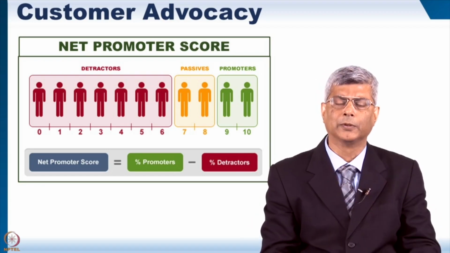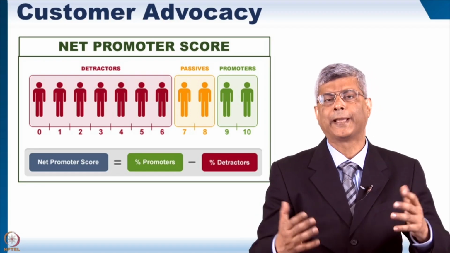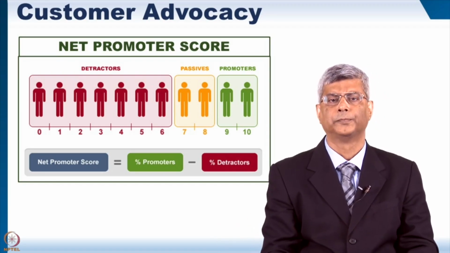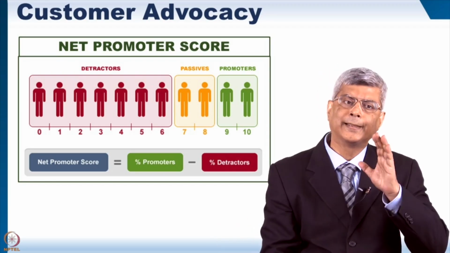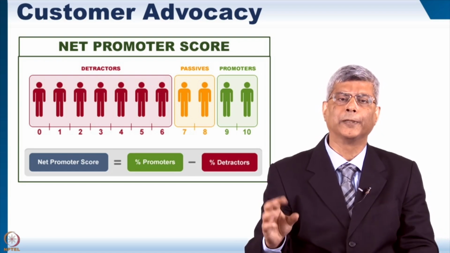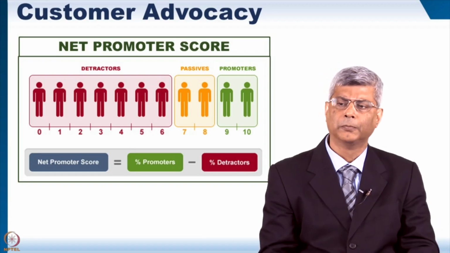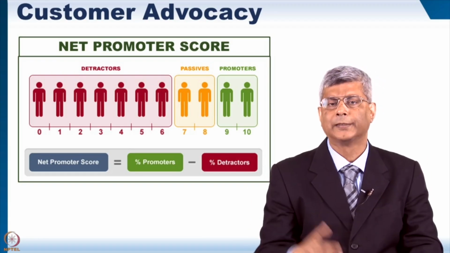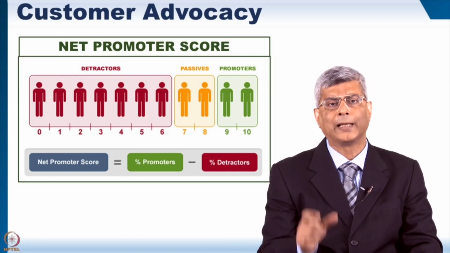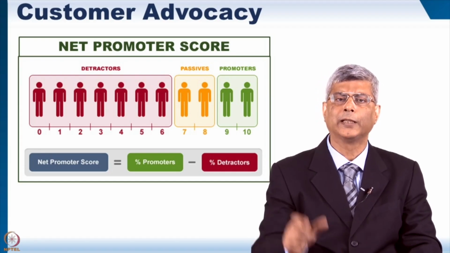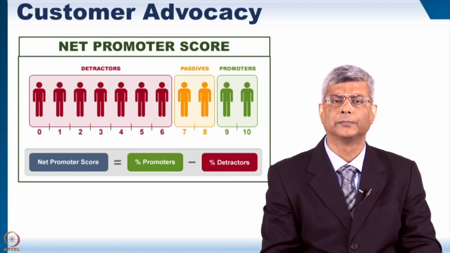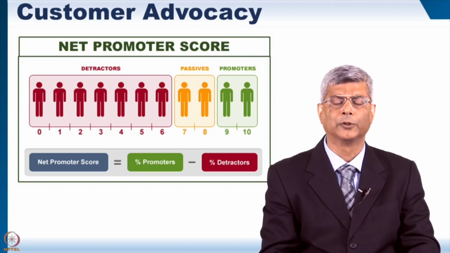Then we've got passives. Who are passives? They don't care. It's neither too bad, not too good, so they'll not talk about it. And they're detractors. Detractors means people who talk badly. Oh, that's horrible. Never go there. They cheat you. Prices are too high. Products are bad. Service is horrible. So what you do is to calculate Net Promoter Score, you look at the promoters and subtract the detractors. Don't worry about the passives.